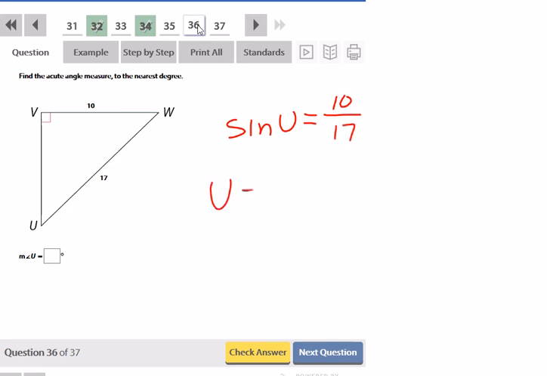So the U, when you look for an angle, you need an inverse trig. So this will be inverse sine of 10 over 17. Find the inverse button on the calculator. Inverse sine, 10 over 17. And that gives me 36. The nearest degree is 36 degrees.